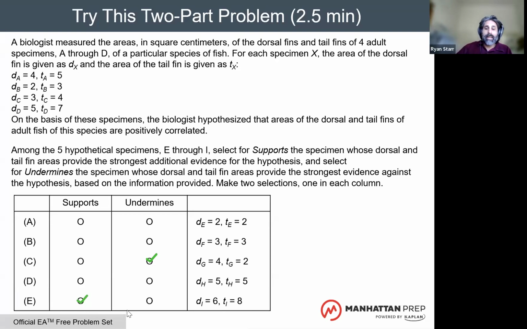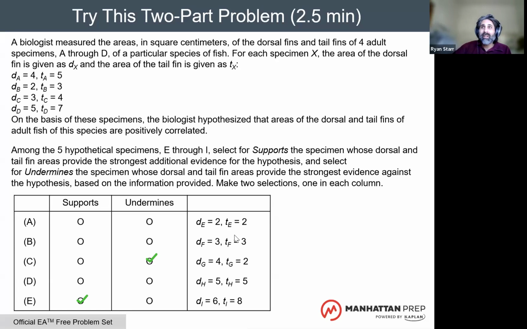Now, you might have noticed we had to go down the answer choices one by one. There's no real way to predict an answer here. You can predict the shape the answer is going to take: a positive correlation will have tail fin area continuing to be bigger than dorsal fin area, and a negative correlation would have the opposite. But you can't predict the exact numbers. You have to take the answers on a case-by-case basis.